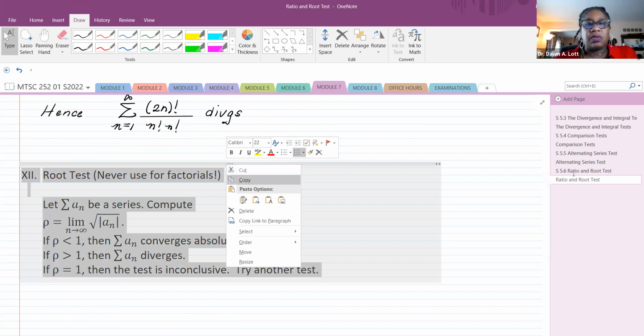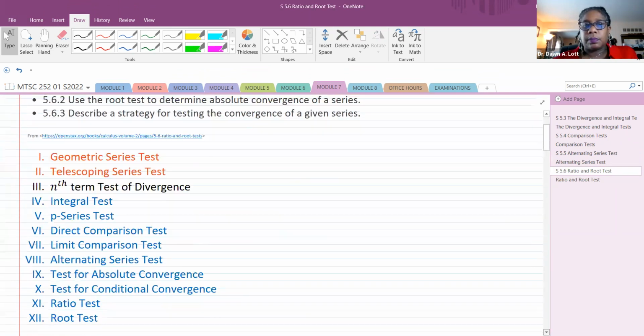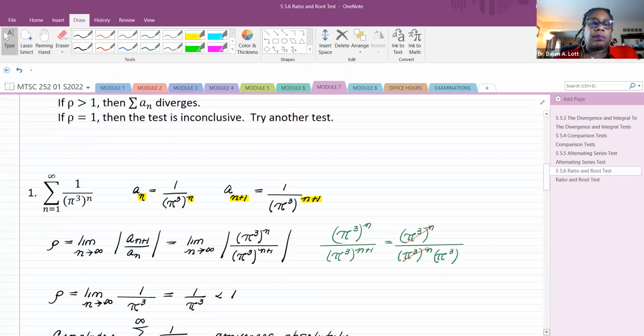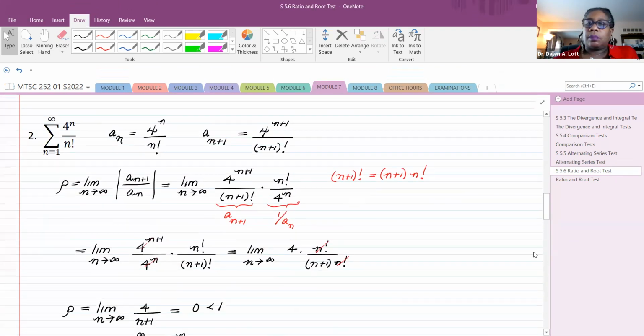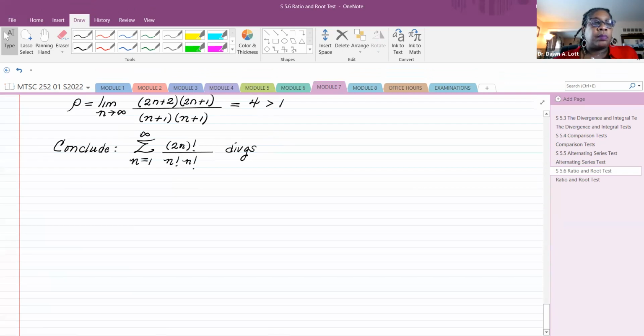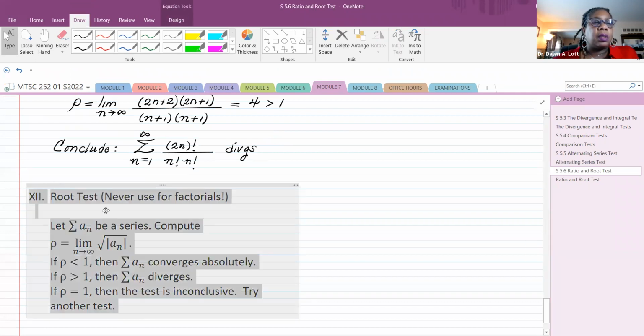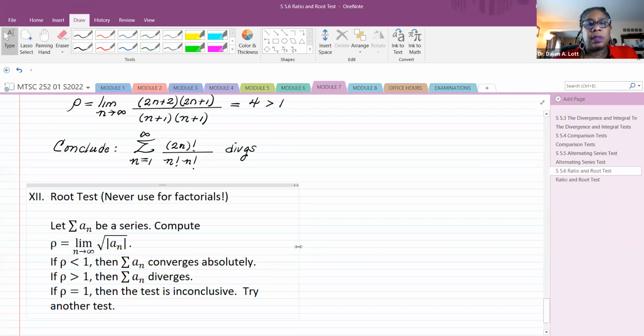Last test, guys. This is the root test. We made it, 12 tests. Okay, so here's the root test. And it says you never use the root test for factorials. We do not know the square root of a factorial.